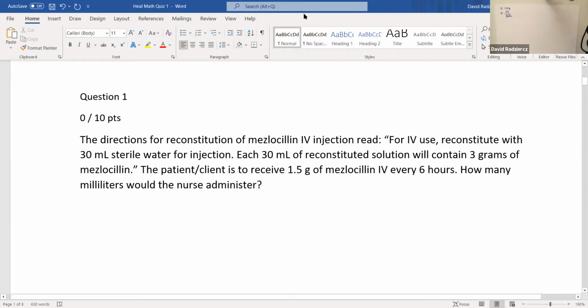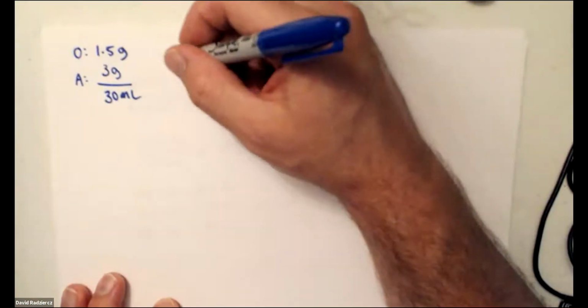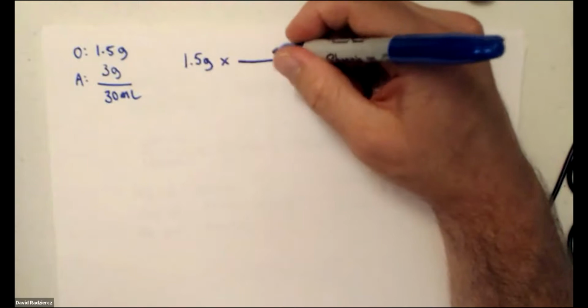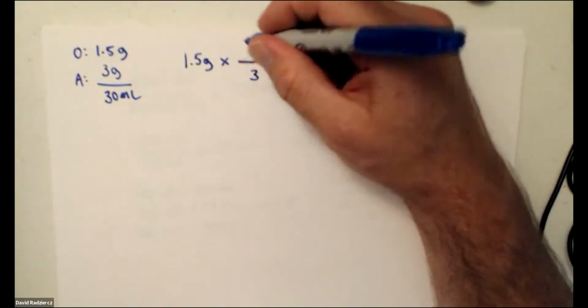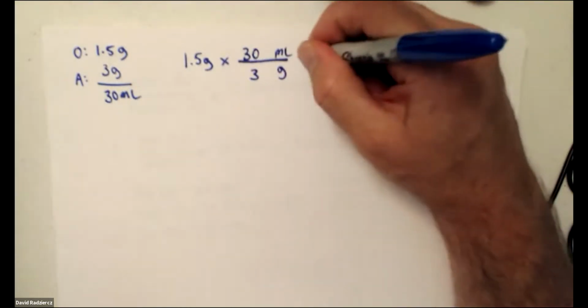So let me switch back over, and you can see what I did is I wrote the order, 1.5 grams. The available is 3 grams per 30 milliliters. Now you can reduce this if you want to, but we're just going to keep it as it is. And I'm going to use some dimensional analysis to solve this problem. My order is 1.5 grams. But I don't want grams. I want milliliters. I want to get rid of grams. So 3 grams goes down here. 30 milliliters goes up here.